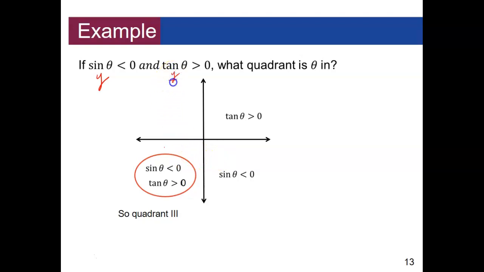Tangent is y over x, so for tangent to be positive, the ratio of these needs to be positive. That tells me that the y and the x need to have the same sign. So if I'm only looking at the third or fourth quadrant, it has to be the third quadrant, because in the third quadrant, both of these are negative. A negative divided by a negative gives me a positive tangent value.